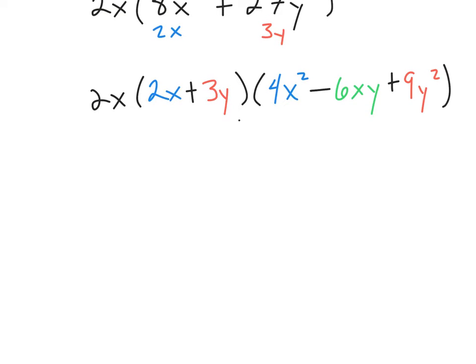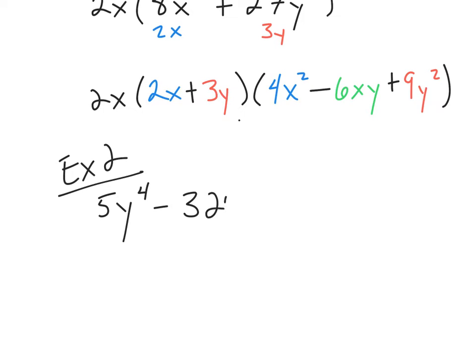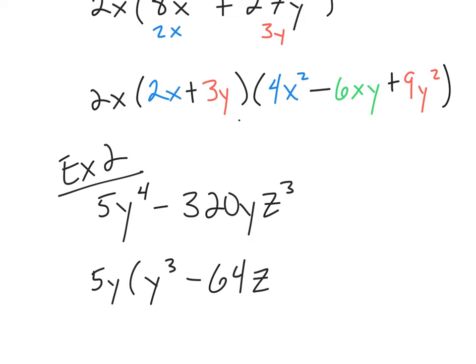How about 5y to the 4th? We'll make this example number 2. 5y to the 4th minus 320yz cubed. I know, right? Okay, so GCF 5y. So I'm going to pull a 5y out, and when I am done, I'm left with y cubed. And then 320 divided by 5 will give me 64. And then we have z cubed.